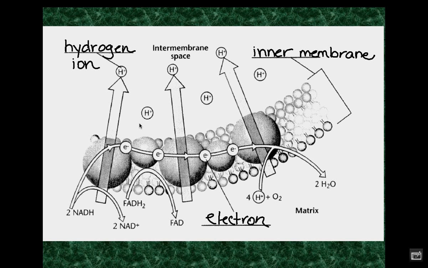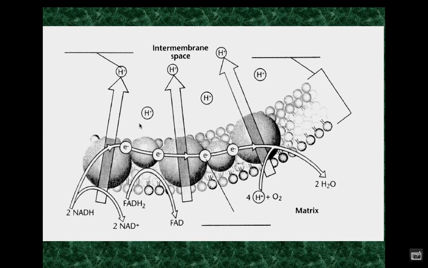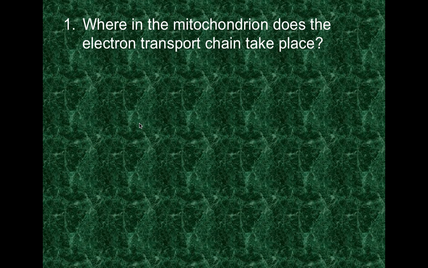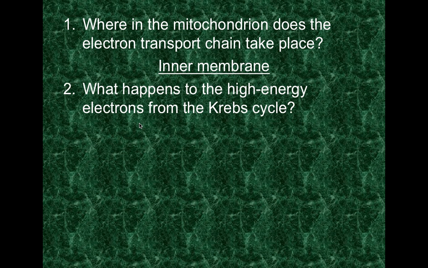Okay. So let's answer the questions now. Where in the mitochondrion does the electron transport chain take place? That is along the inner membrane. So what do we do with the high energy electrons from the Krebs cycle? We're going to convert ADP into ATP. And that's going to happen through the process of chemiosmosis that I'm going to explain to you now.